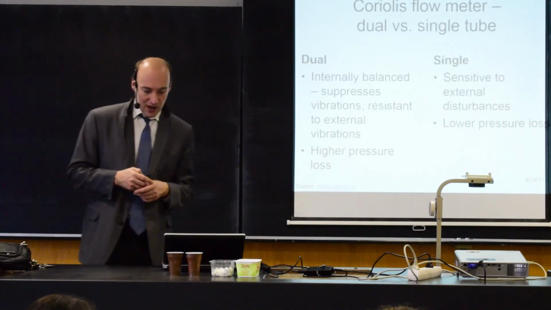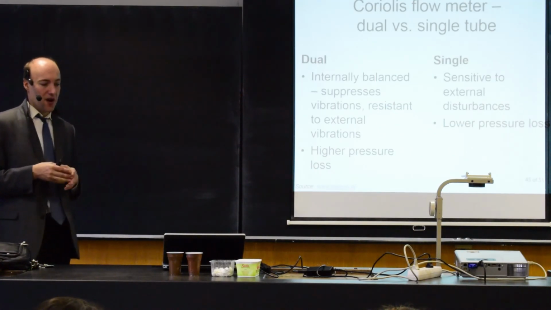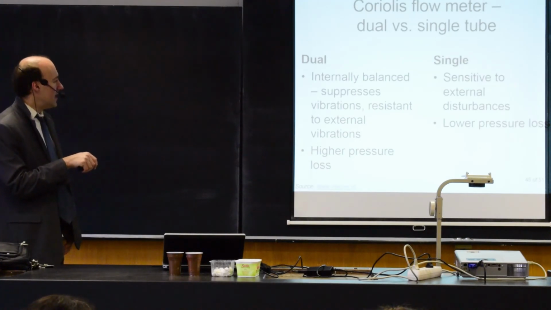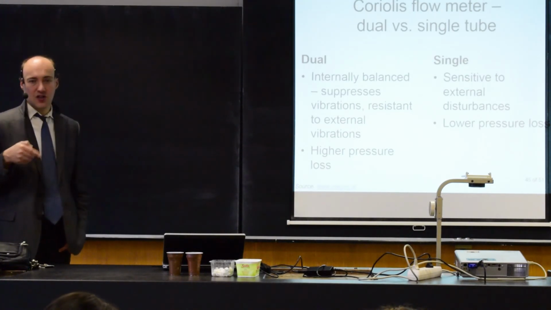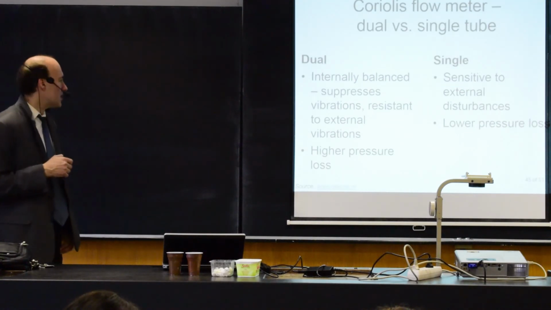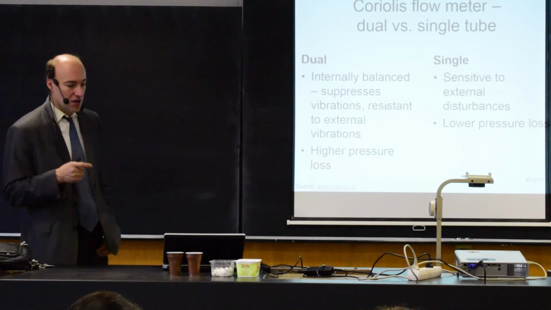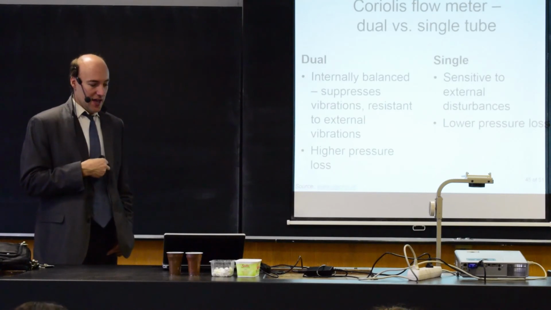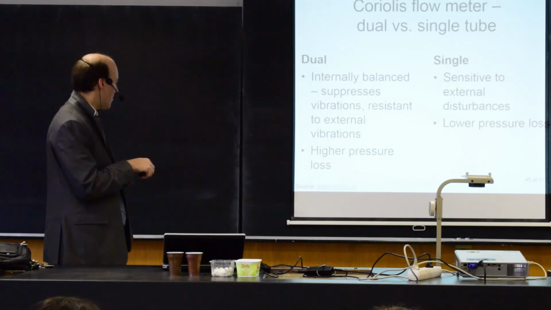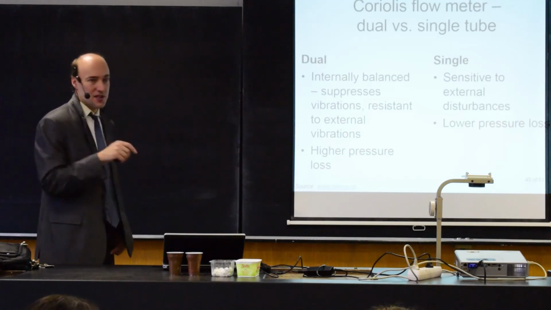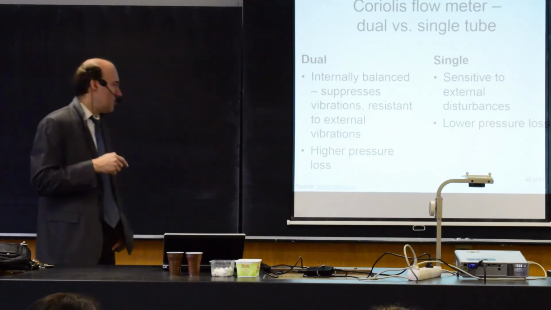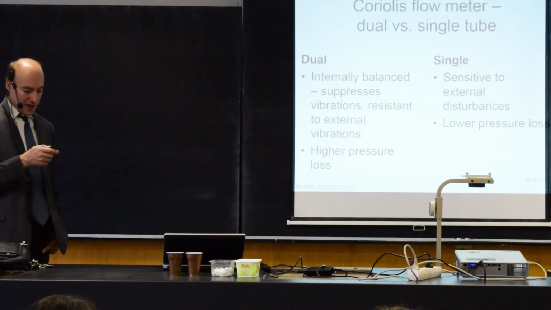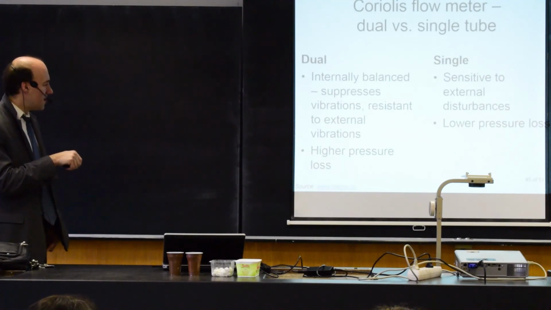Okay, so what are the advantages if you compare the dual and single tube system? If you have a single tube system, it is sensitive to external disturbances like vibrations, for example. The dual system is internally balanced, so you suppress those external disturbances. On the other hand, it typically has a higher pressure loss. The single system has a smaller pressure loss. You use a larger pipe diameter, so that gives you a larger pressure loss here and lower pressure loss here.